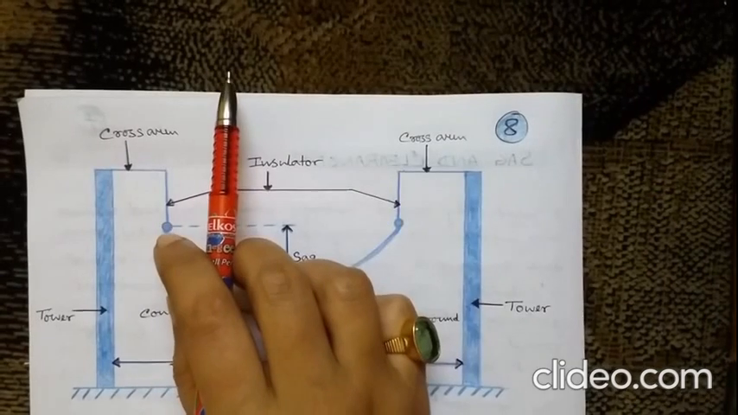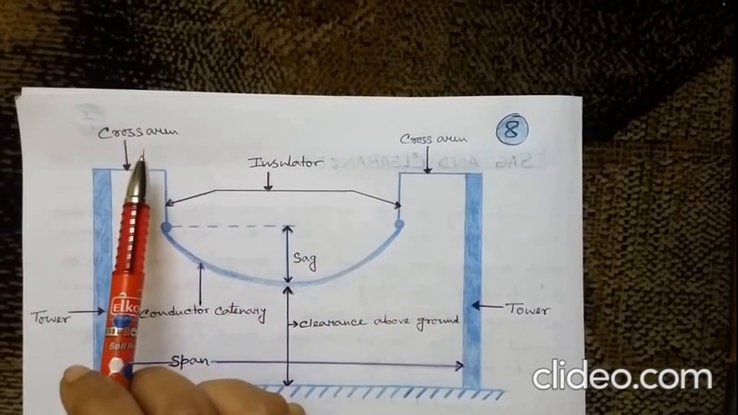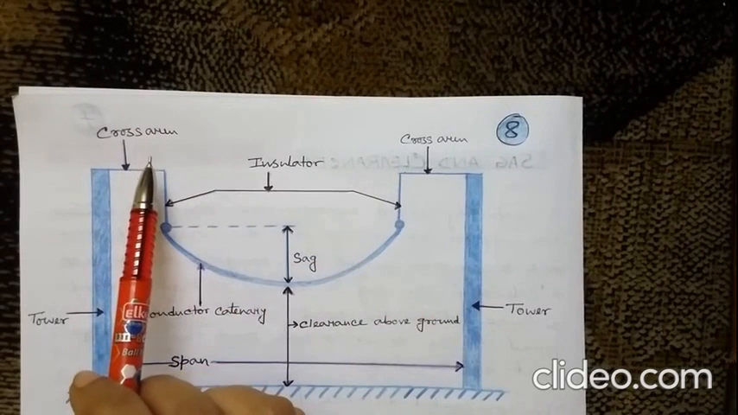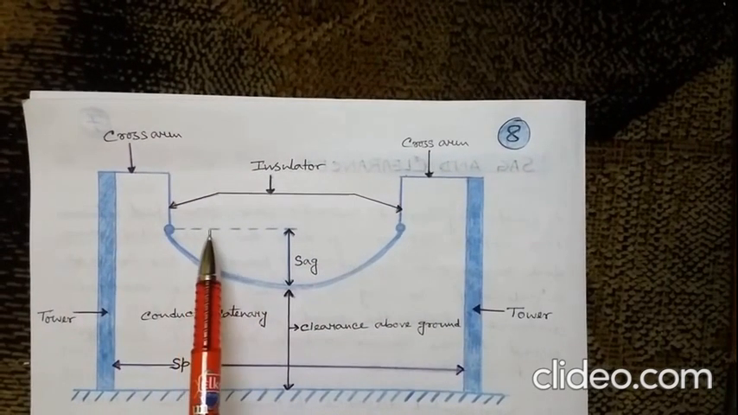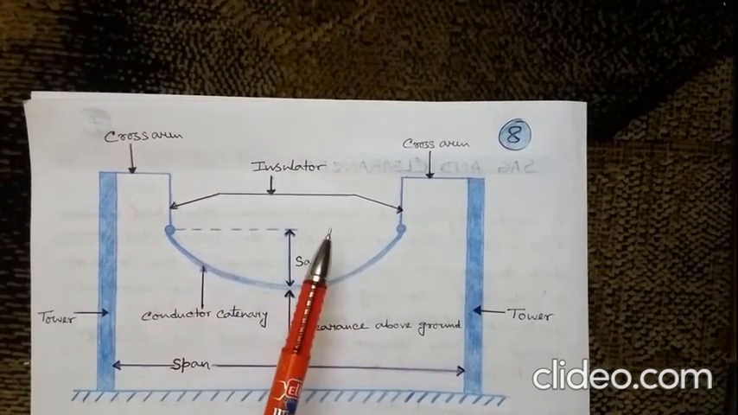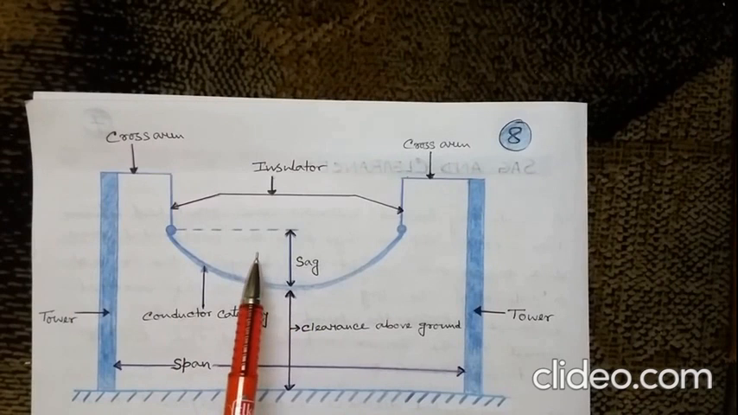Now the topic is sag and clearance. Then what is a cross arm? Cross arm connected to tower or pole supports the conductor through insulators. Now what happens? A uniformly loaded inelastic wire stretched between two supports dips or sags from the horizontal plane due to its own weight and hangs in the form of a catenary.